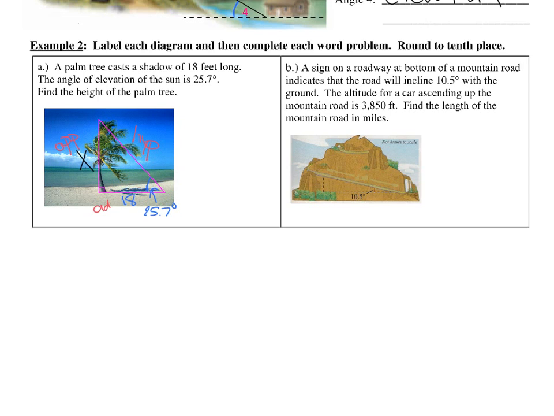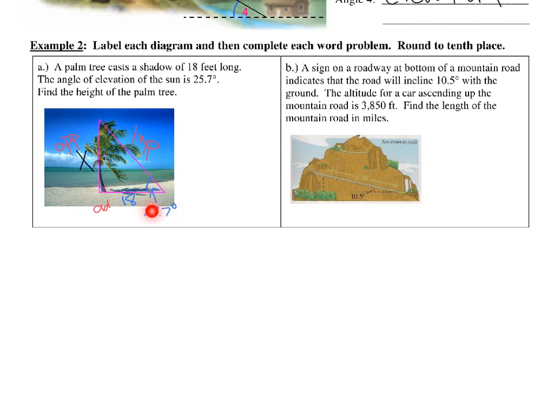And the angle of elevation of the sun is 25.7 degrees. So here's our angle of elevation. Find the height of our palm tree. So that is where I put x. Now, I have already noticed that I'm going to have to use trig, because I'm only given one side and I have to find another side. So I can't use the Pythagorean theorem.